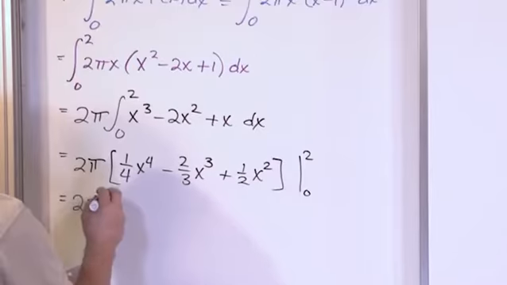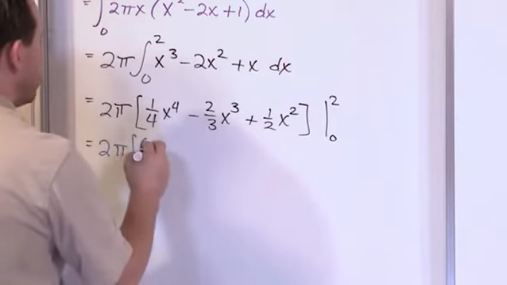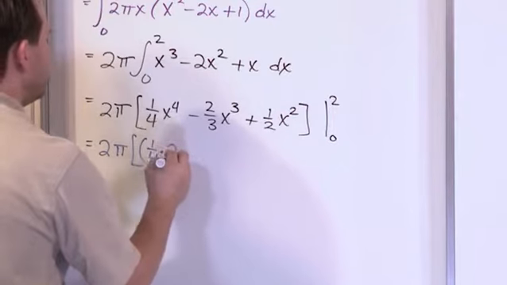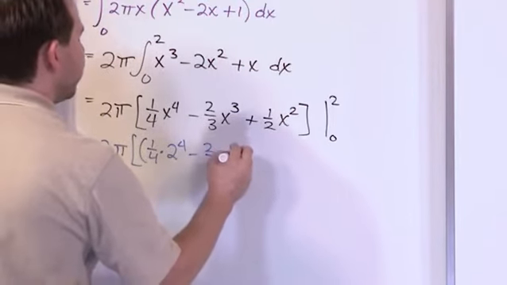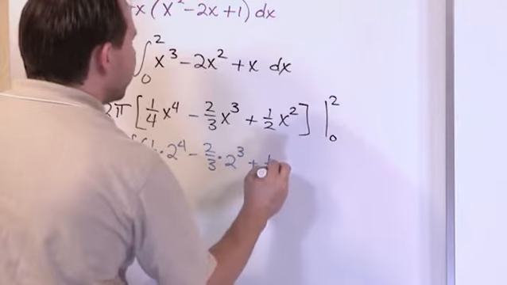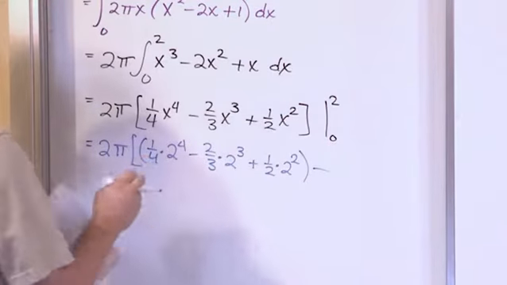2 pi. Evaluating at the top limit of integration with the 2, you'll have 1/4 2 to the 4th power, 2/3 2 to the 3rd power, 1/2 2 squared. And that's evaluating at the upper limit of integration.